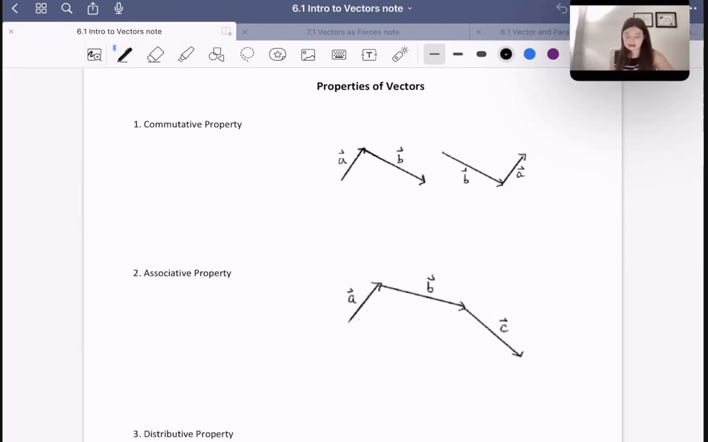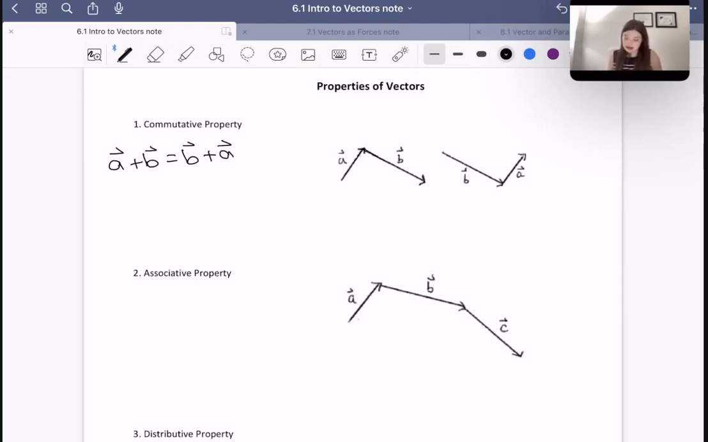Basically, the commutative property says that vector A plus vector B is equal to vector B plus vector A, right? So the addition of vectors holds true to the same property as regular addition. If I have A plus B, that's equal to B plus A with any A and B. 1 plus 2 is the same as 2 plus 1. And so it's the same way with vectors.